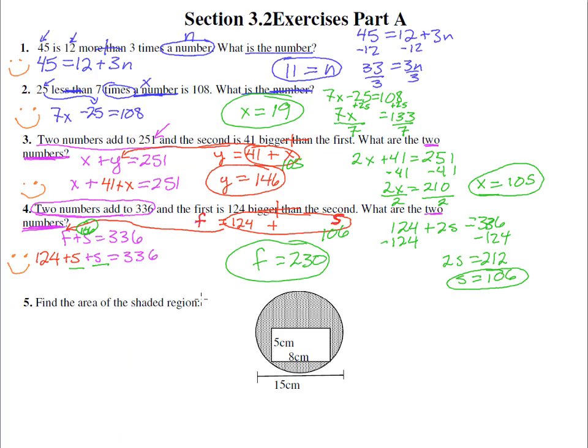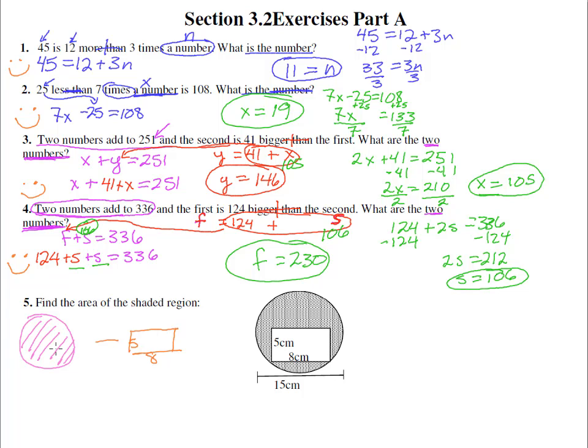Number 5. Find the area of the shaded region. The stuff that is shaded here is a circle, subtract out a rectangle. So if we take the entire circle like this and we subtract out a rectangle that's as big as it says it is there, then we will be left with the shaded region.